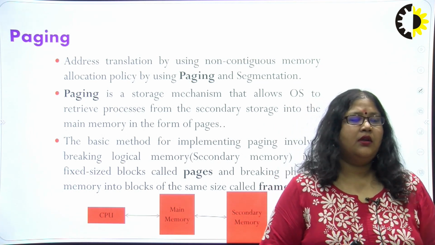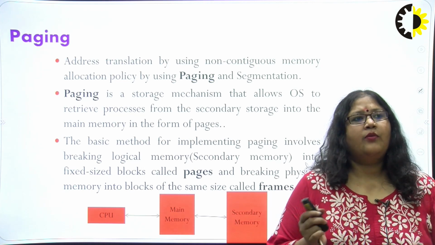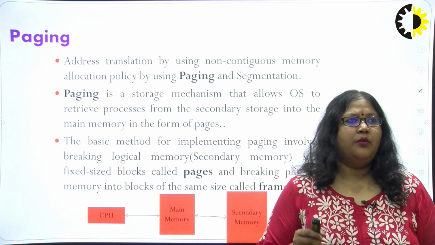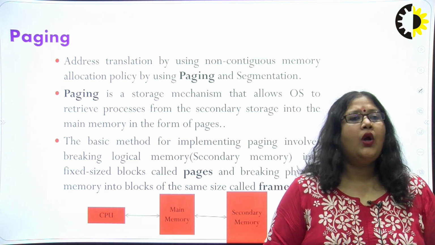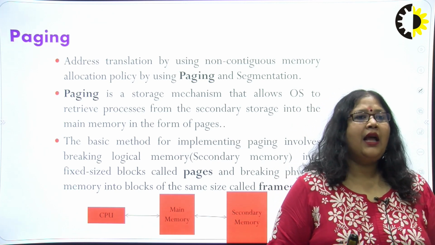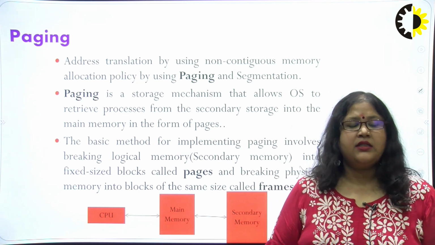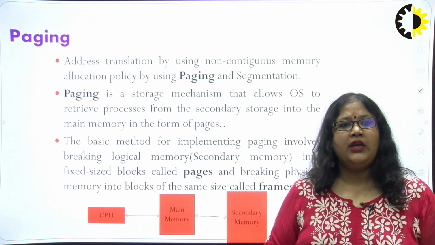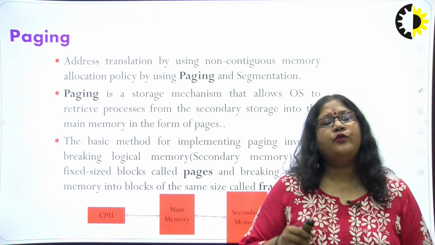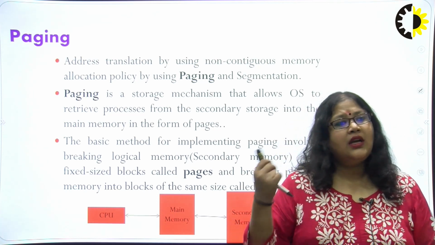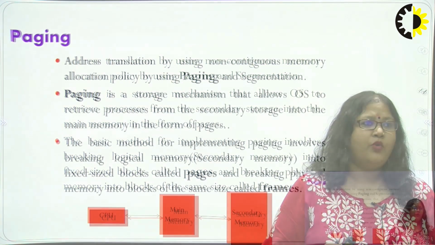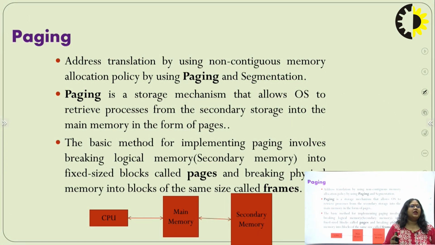So, what is paging? Paging comes from the concept of the non-contiguous memory allocation scheme. Paging and segmentation are both policies of the non-contiguous memory allocation scheme. Paging is a storage mechanism that allows the operating system to retrieve processes from the secondary storage to the main memory in the form of pages. This is a very important concept: we retrieve not the complete process, but smaller pages from the secondary storage to the main memory. That is called paging.